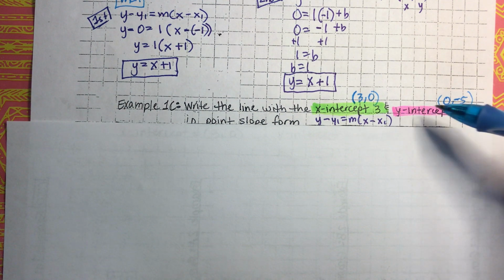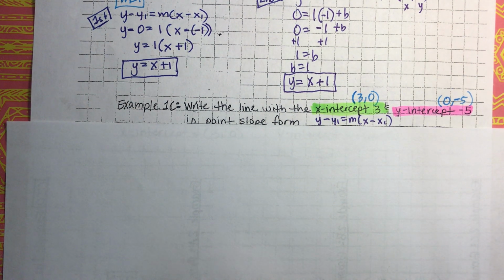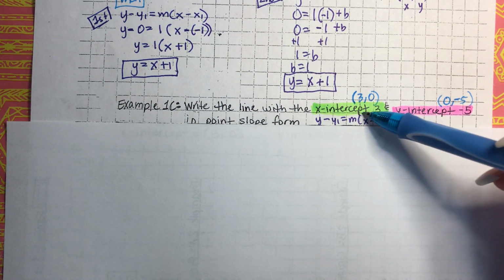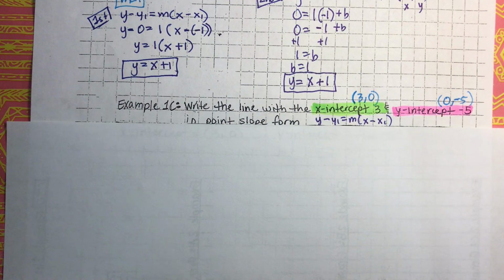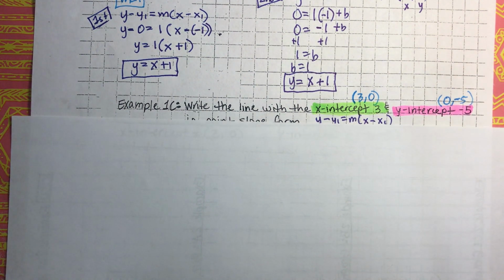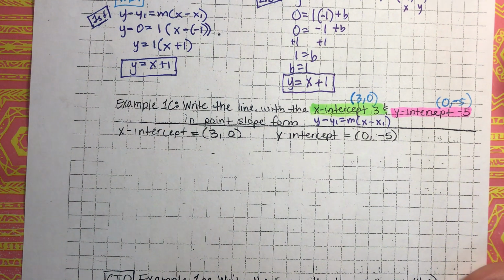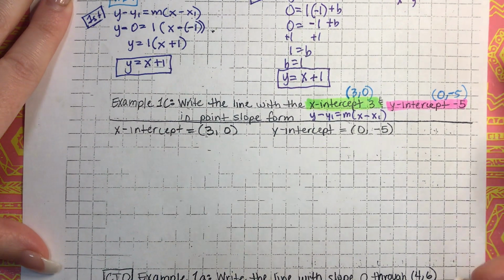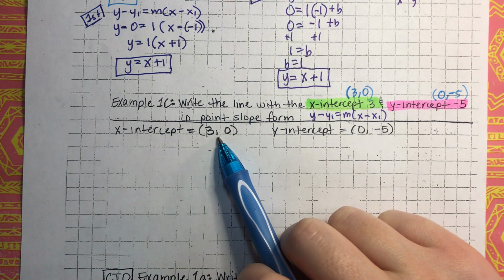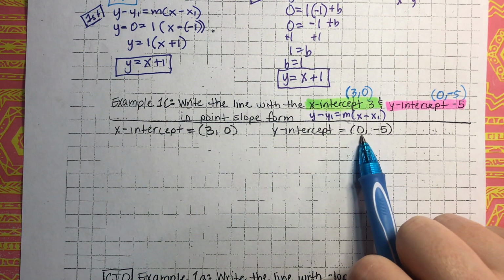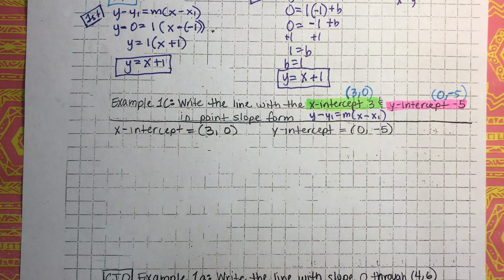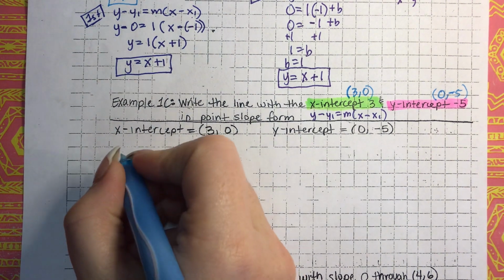So that's a little tricky, and you have to know that information. Now we have 2 points where we can find the slope, and then we just need a point. It doesn't matter, we can use either one of those and then put it into point-slope form. So the key to this problem is understanding that the x-intercept is the point (3, 0), and the y-intercept is the point (0, -5). So let's go ahead and use that slope formula.